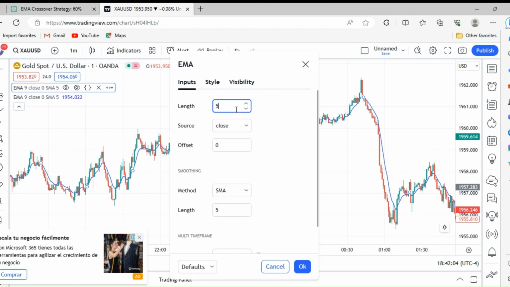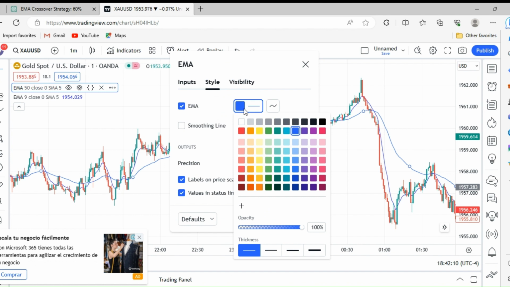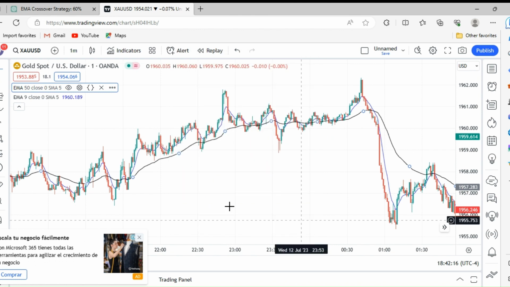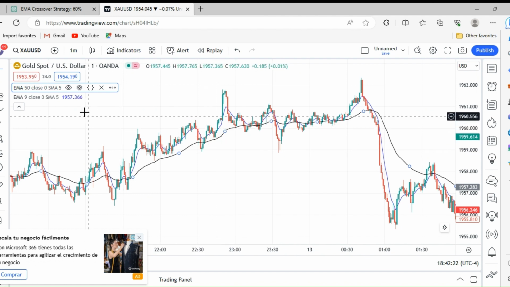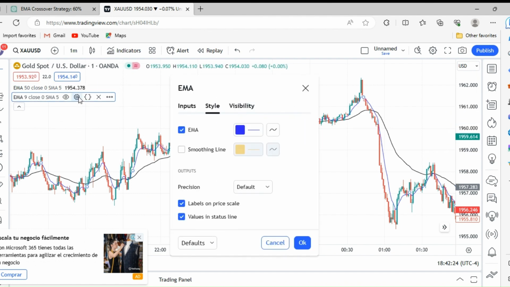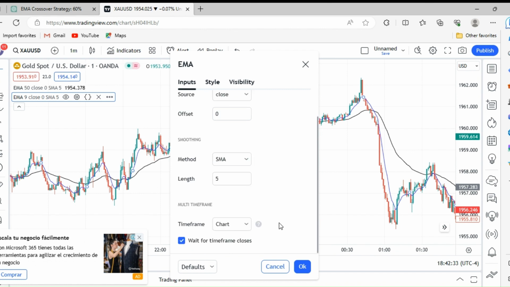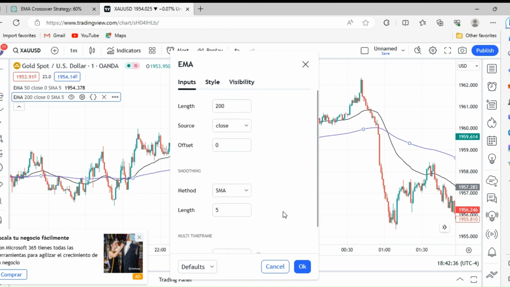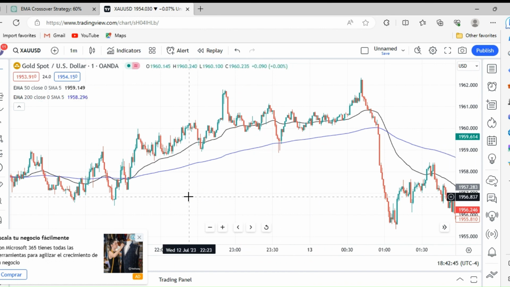So let's make this 50. And so that we can differentiate the EMAs properly, let's change the color at styles and let's make it black. Then let's press OK. Now, as we can see, this is the 50 EMA moving average indicator, and we have to change this to 200. Let's go to inputs. Let's make it 200. So, as we can see, we now have the 200 moving average indicator over here.